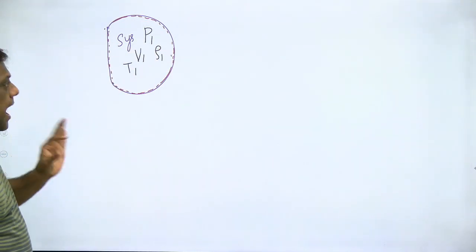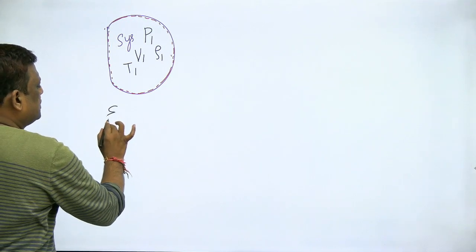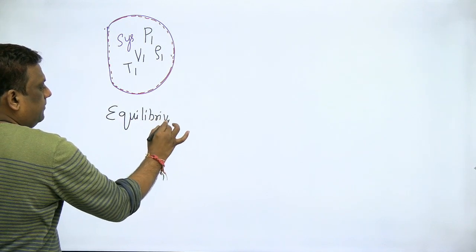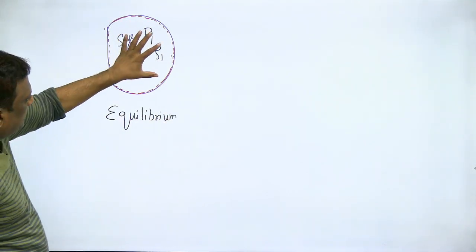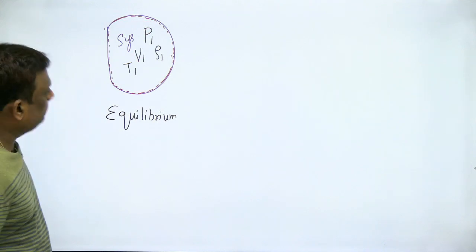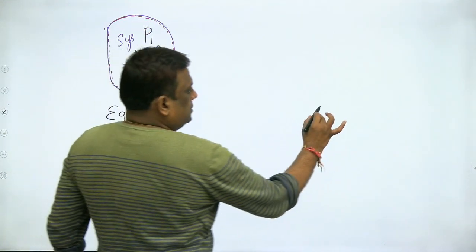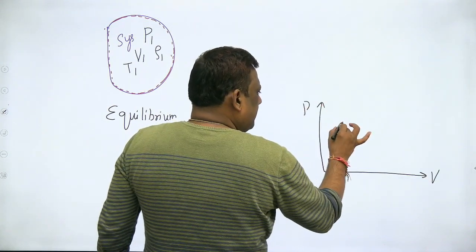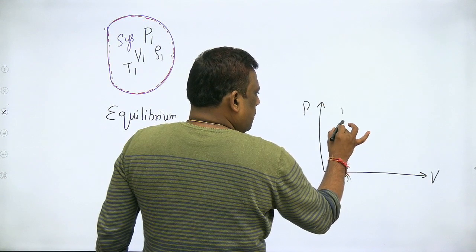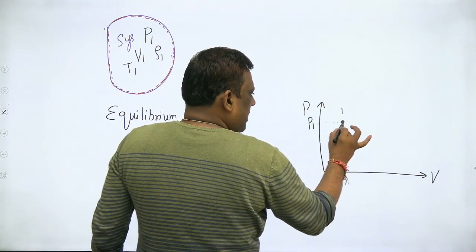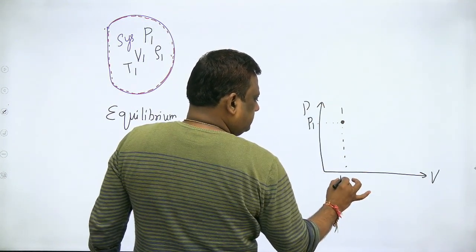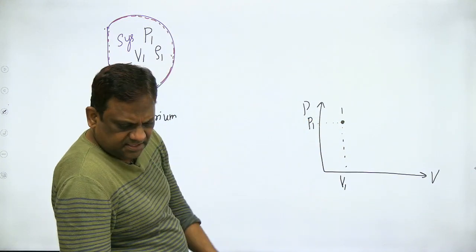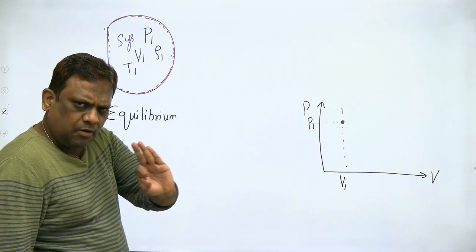And this system is absolutely in equilibrium. What do we mean by that? These properties are not changing. So let me represent it on a PV plot. The pressure is P1 and the volume is V1. This is the initial state of the system. No problem whatsoever.